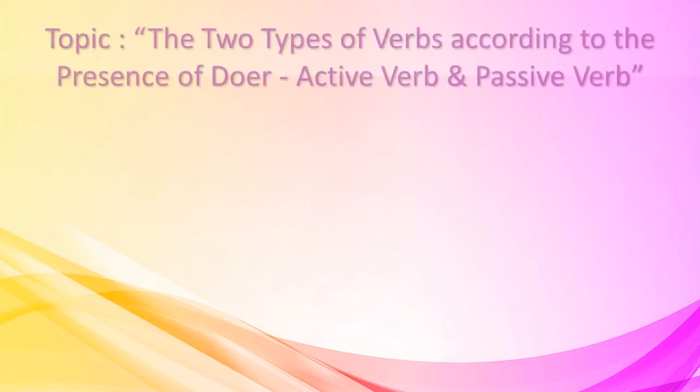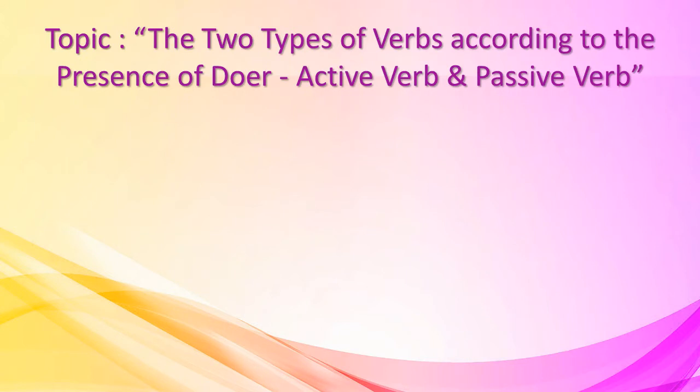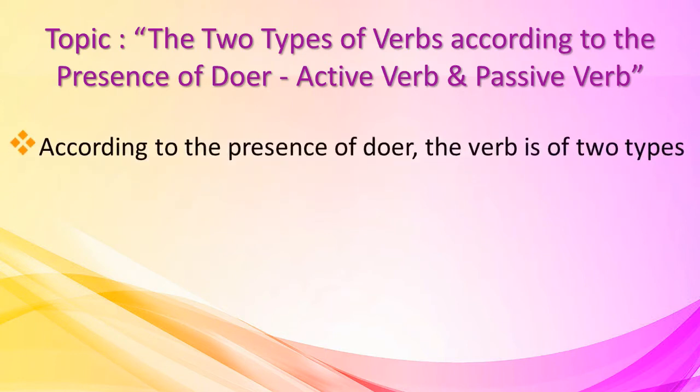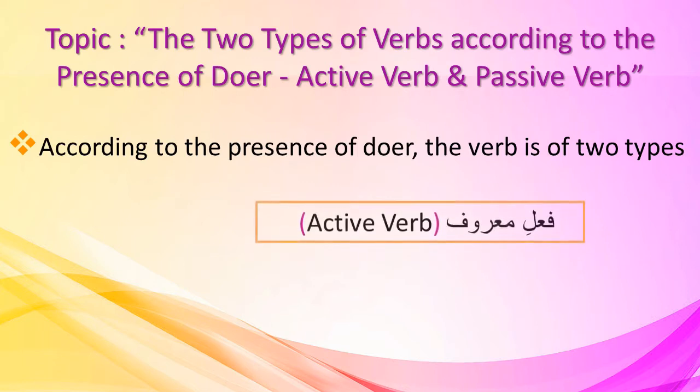Alhamdulillah, the explanation of the types of verbs with reference to time and vowels has been done. Today, inshallah, we will see the types of verbs according to the presence of the doer, fa'il. According to the presence of the doer, the verb is of two types. It means, according to the action done, the verb is of two types: active verb and passive verb.